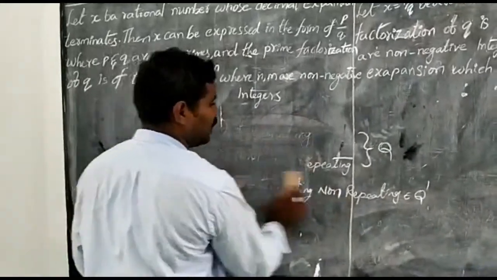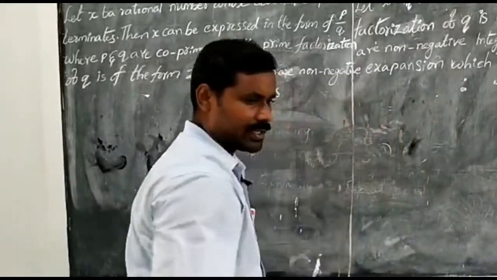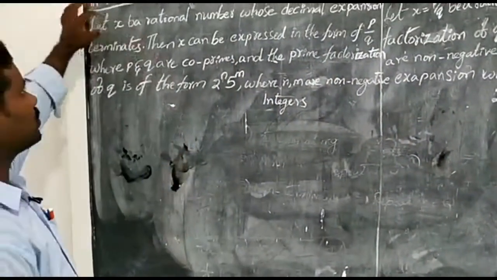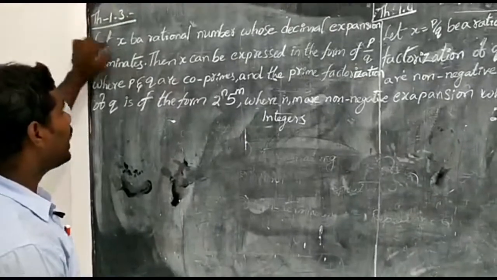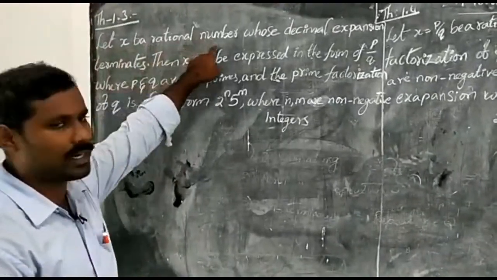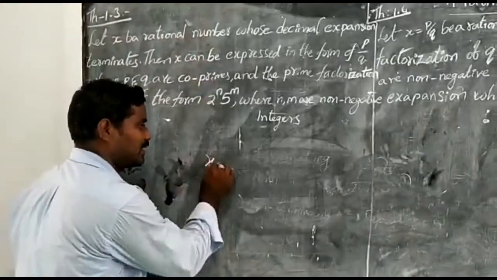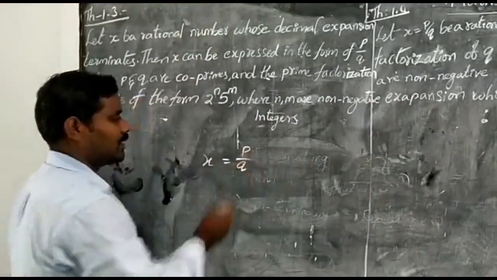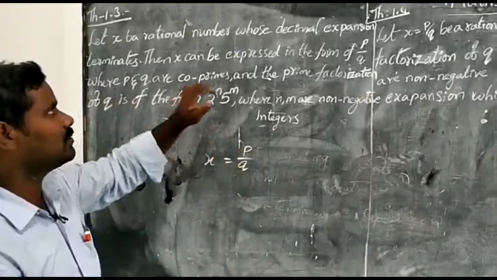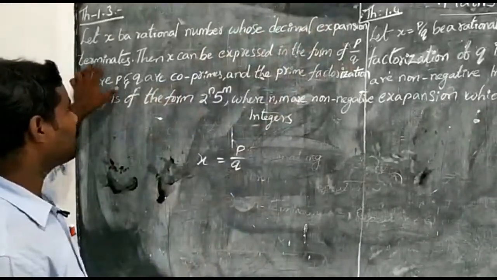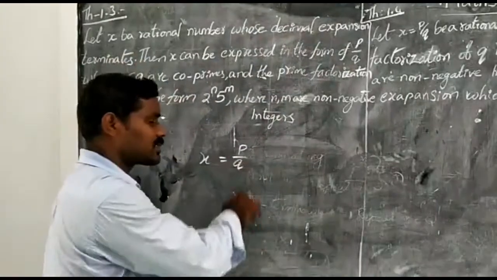theorem number 1.3. See page number 19, the 1.3 theorem statement. Let x be a rational number. Rational means it is in the form of p by q. Whose decimal expansion terminates.